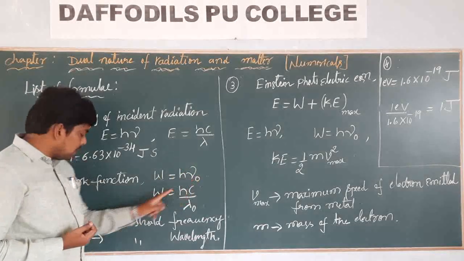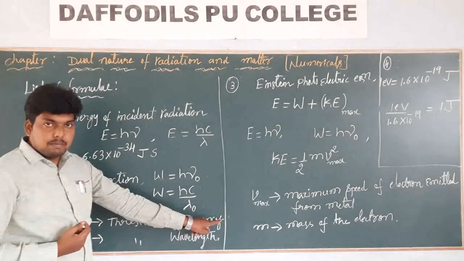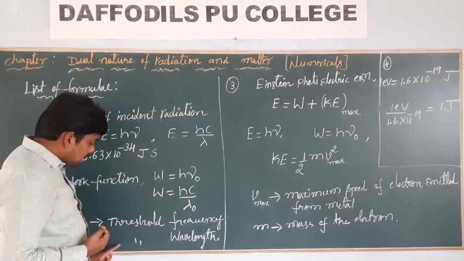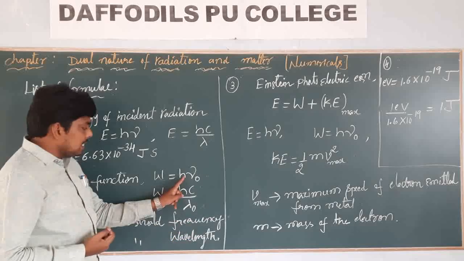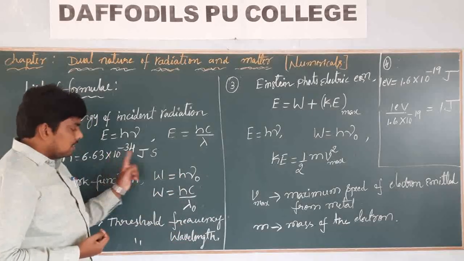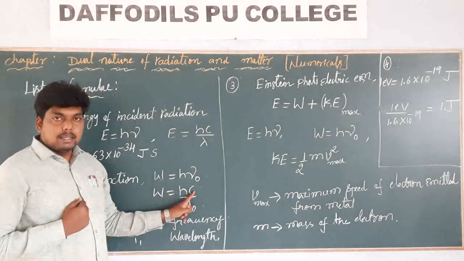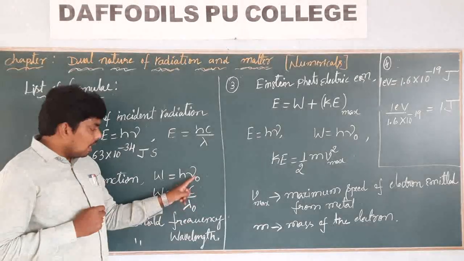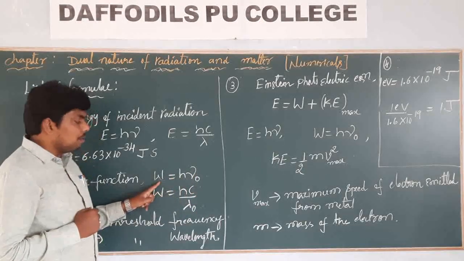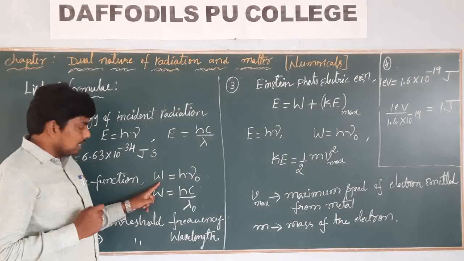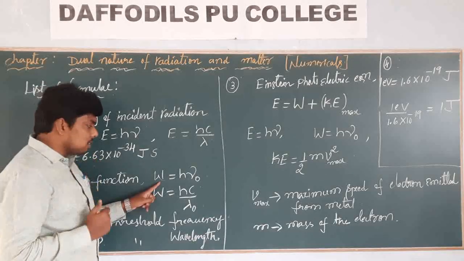Nu naught is what? Threshold frequency. Lambda naught is what? Threshold wavelength. H is what? Planck's constant. C is what? Speed of the light. Means if they have given the nu naught value, we have to use the first equation, that is work function is equal to h nu naught.